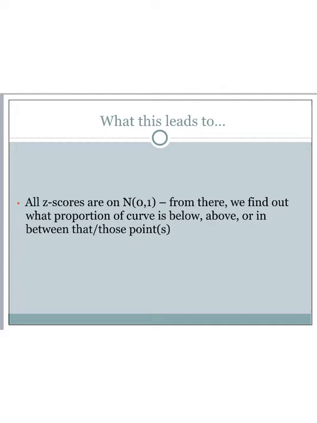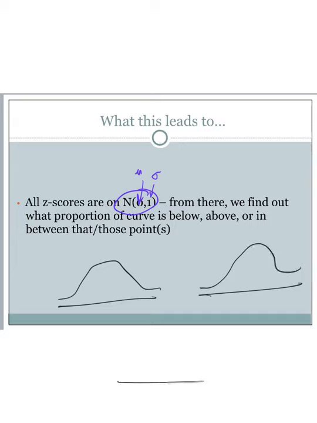So all z-scores are falling on this curve. This is considered normal with a mean of 0 and a standard deviation of 1. And from there we find out what proportion of the curve is below, above, or between points. So the types of problems we will encounter here are really one of three types of problems if we're looking at probabilities around the curve.